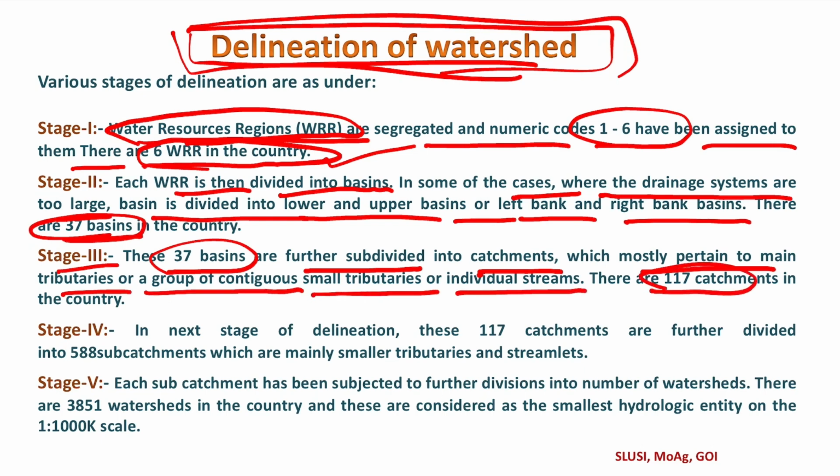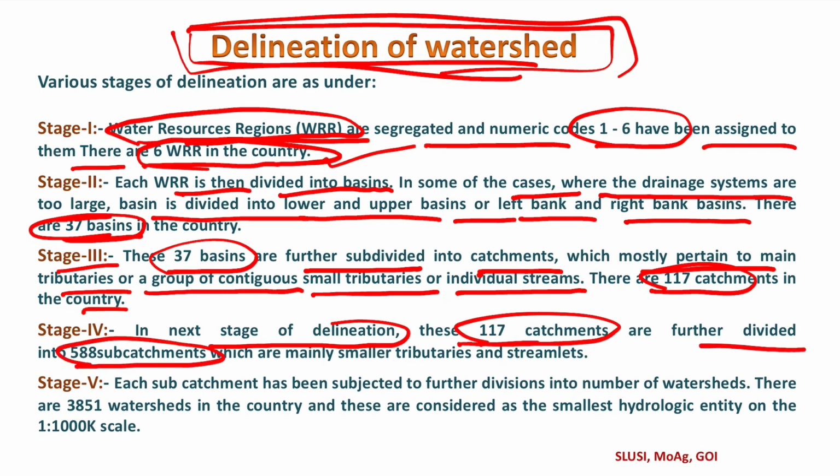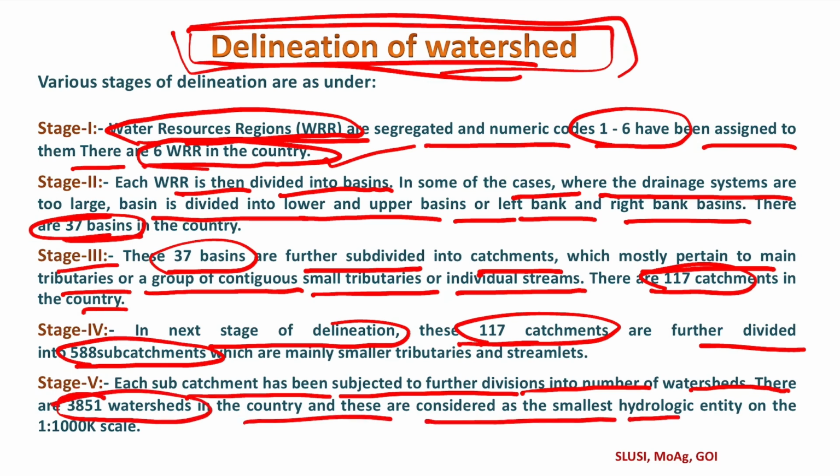There are 117 catchments in our country. Then in the next stage of delineation, the 117 catchments are further divided into 588 sub-catchments. Each sub-catchment has been subjected to further division into a number of watersheds. There are 3,851 watersheds in the country. These are considered the smallest hydrological entity on the 1:1000 K scale.